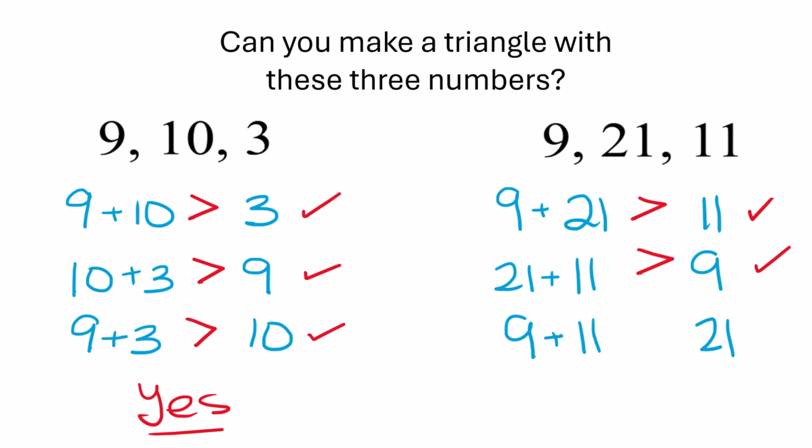And I'm assuming this is going to be the problem. 9 plus 11 is 20. 20 is smaller than 21. So that's a no. That means we're going to have a gap. Like in that example I just showed you on the demo, you would try to put these sides together and there's going to be a gap in between a couple of sides. So there is no triangle happening with a 9, 21, and an 11.